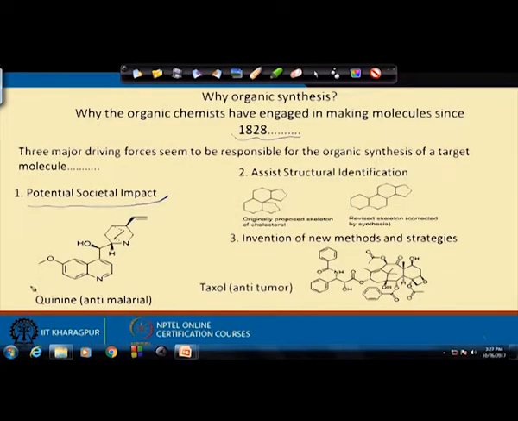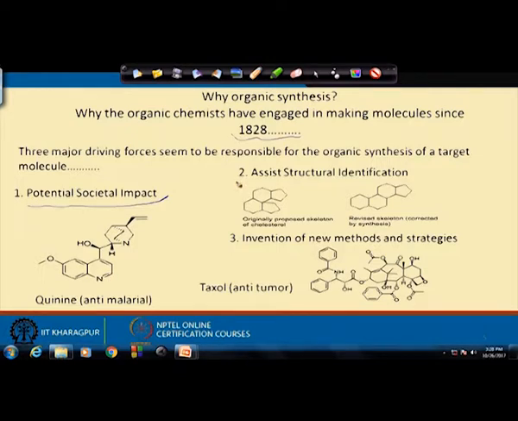One of the greatest examples of societal demand is quinine, the famous anti-malarial compound which was used to treat malaria, and malaria is one of the lethal diseases, particularly in a third world country like ours. Eventually this kind of societal demand often forces us to make a huge number of target molecules. Malaria is one of these, and quinine is one of the best examples.